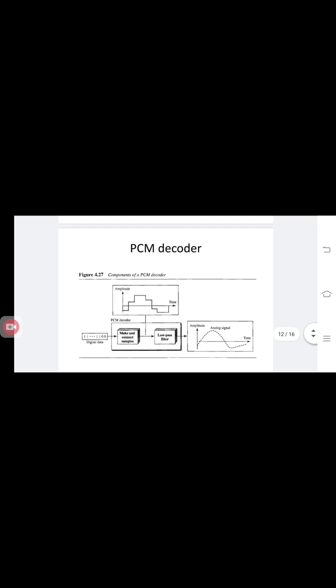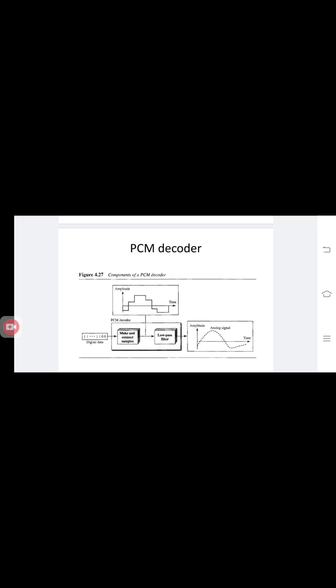At the receiver, we have a PCM decoder. So, what are the PCM decoder components? The main component is the low pass filter. The procedure behind this is that at the sender side we are encoding the signal, and at the receiver side we are reconstructing the original analog signal.